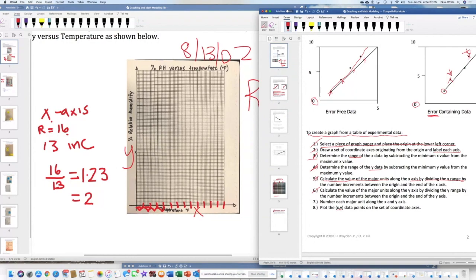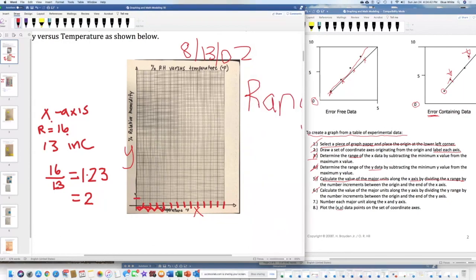Now for Y, same thing. For Y, let me mark this here. 1, 2, 3, 4, 5, 6, 7, 8, 9, 10, 11, 12. It's beginning to fade away. 13, 14, 15, 16, 17, 18, 19. Okay, so for my y-axis, I'll write it here so we don't confuse the two. For my y-axis, I made 19 increments.